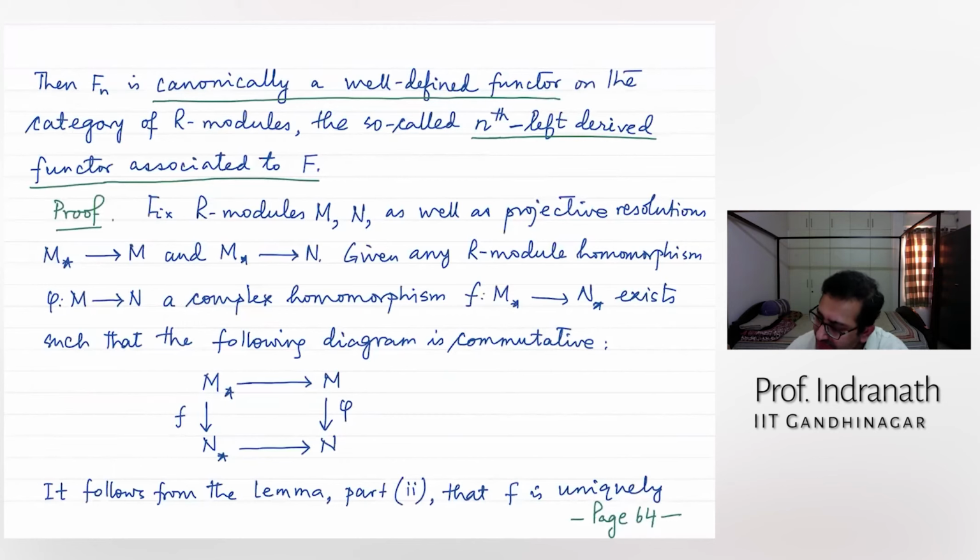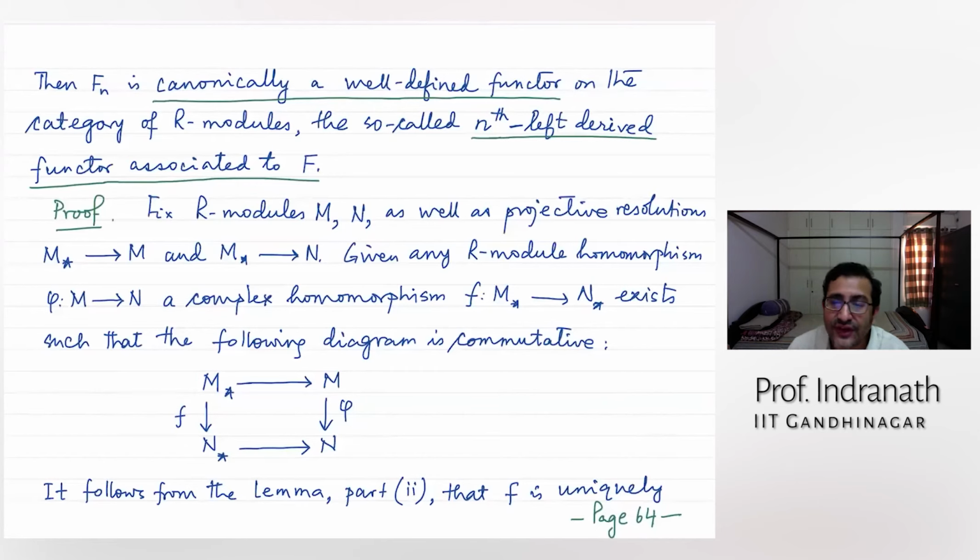Fix R modules M and N and their projective resolutions. Given an R module homomorphism phi, a complex homomorphism at this level exists. This you already know; we have just now constructed this. So this diagram is commutative, and it follows from the lemma part 2 that F is uniquely determined. What we proved is that if I have two complex homomorphisms, then they are homotopic.